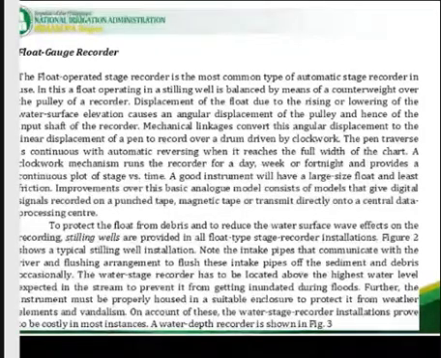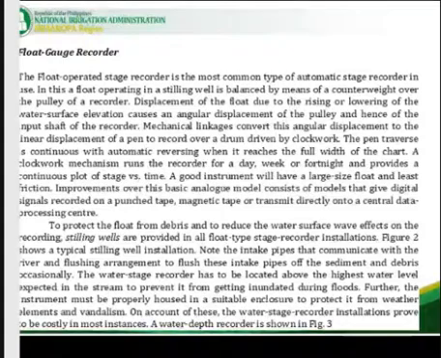Float gauge recorder. The float-operated stage recorder is the most common type of automatic stage recorder in use. In this, a float operating in a stilling well is balanced by means of a counterweight over the pulley of a recorder. Displacement of the float due to the rising or lowering of the water surface elevation causes an angular displacement of the pulley and hence of the input shaft of the recorder. Mechanical linkages convert this angular displacement to the linear displacement of a pen to record over a drum driven by clockwork. The pen traverse is continuous with automatic reversing when it reaches the full width of the chart.